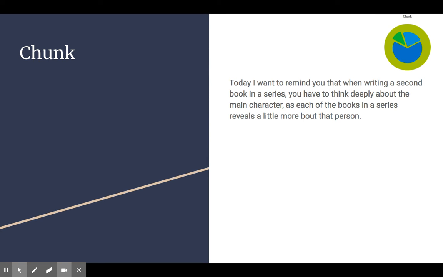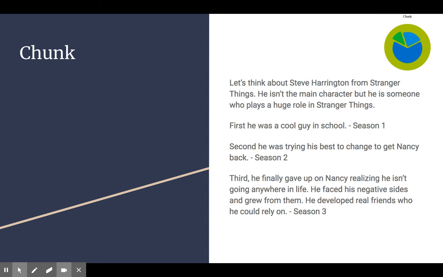So today I want to remind you that when writing a second book in a series, you have to think deeply about the main character, as each of the books in a series reveals a little bit more about that person. Okay. So what is our example? We're going to use Steve Harrington from Stranger Things. He isn't the main character, but he is someone who plays a huge role in Stranger Things. So we're going to go over the step by step path that he follows throughout each series. And each series we can refer to as books.